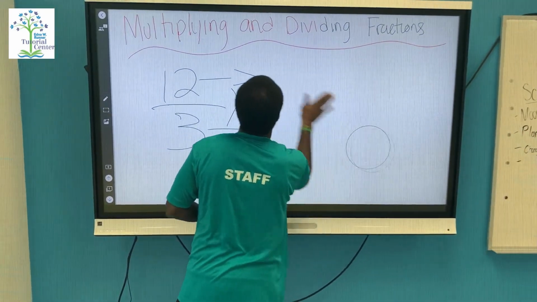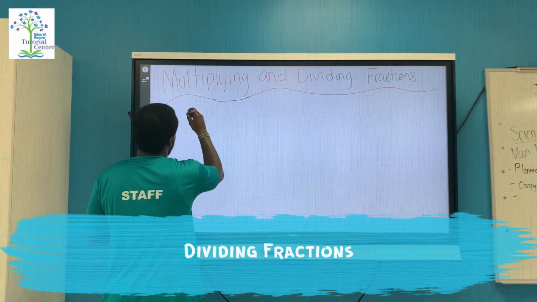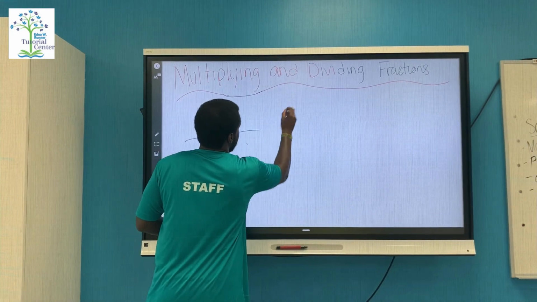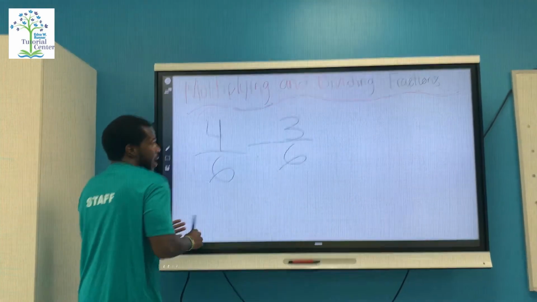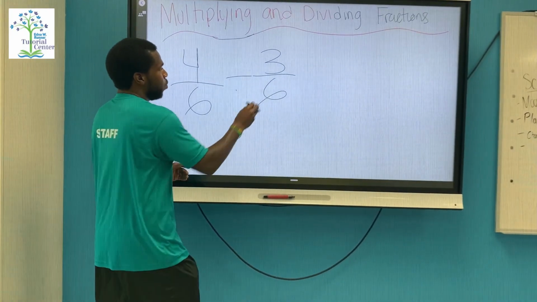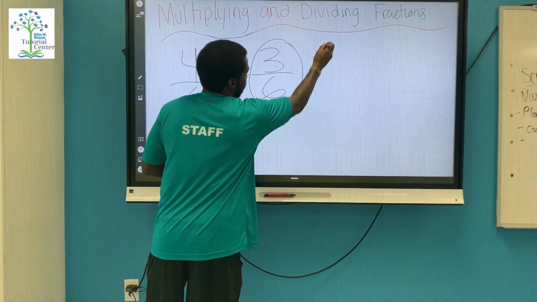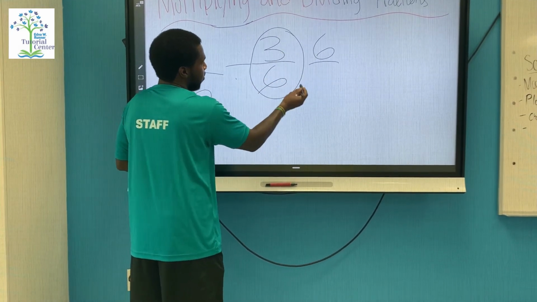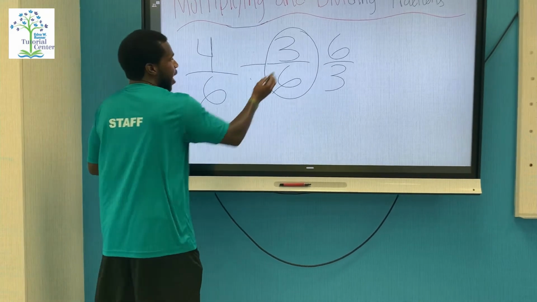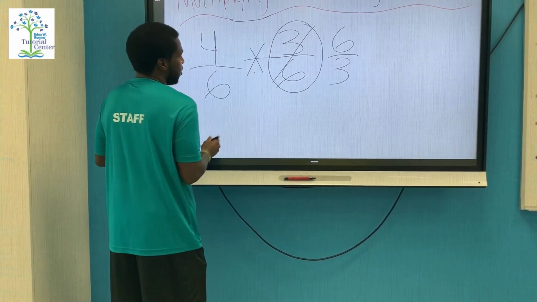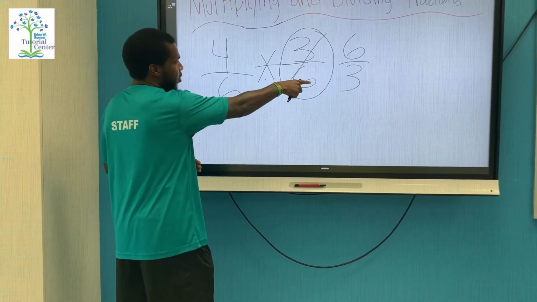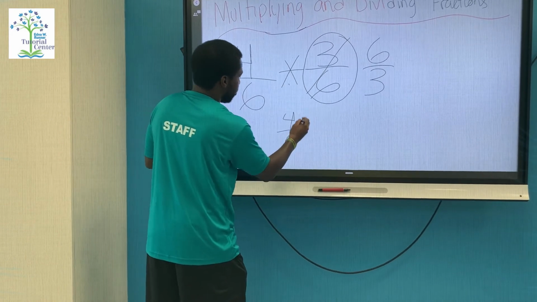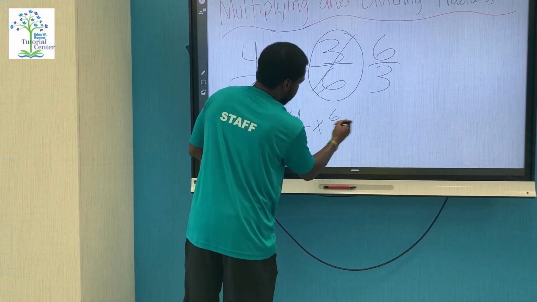Let's do about one more problem. Now we're going to do a division problem. I'm going to have 4 over 6 divided by 3 over 6. With divided fractions, all you have to do is take your second fraction and flip it. So your denominator now becomes your numerator, and your numerator now becomes your denominator. After that, I can just times this. Instead of doing division, you just multiply after you flip the second fraction. So our new problem is 4 over 6 times 6 over 3.